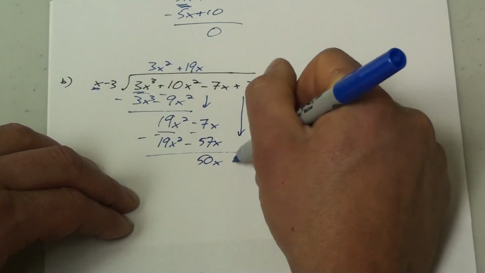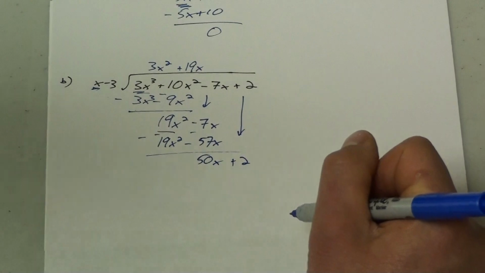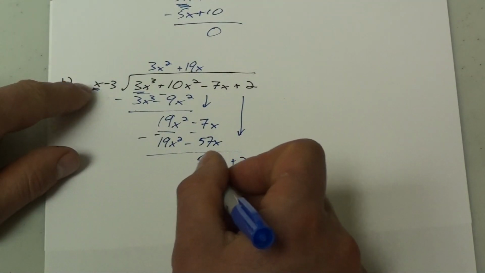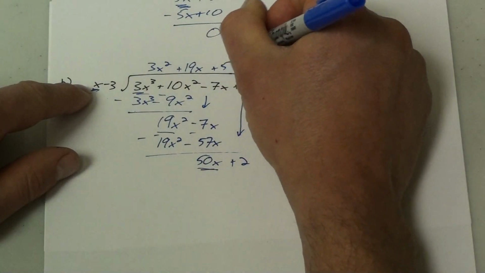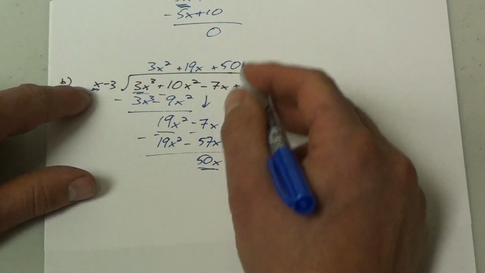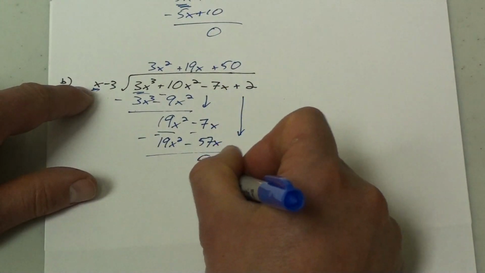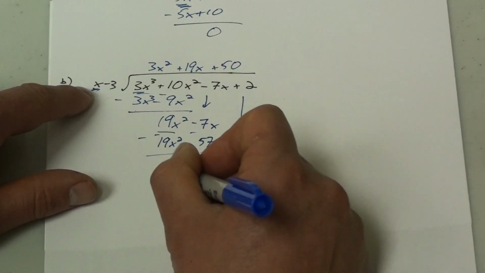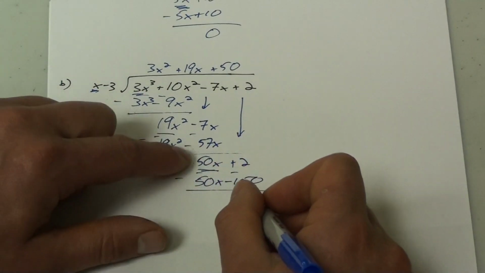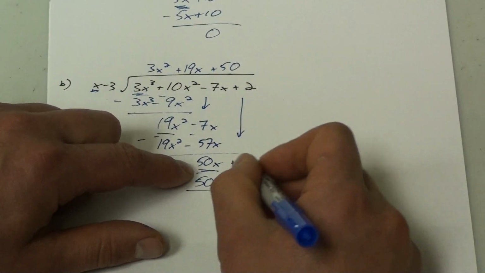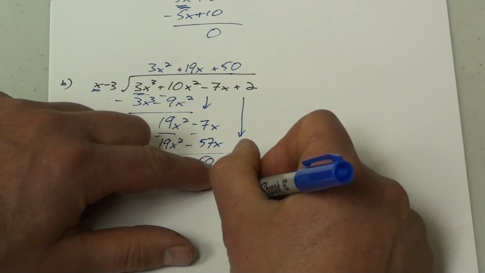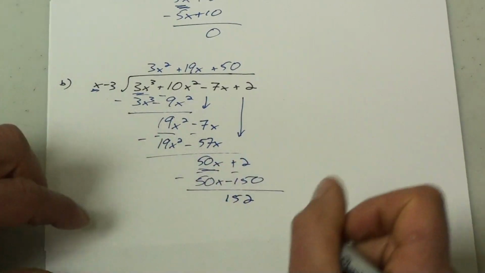Bring down the next term, which is a plus 2. And then again, I look at the first digits. What do I have to multiply to get there? I have to multiply by a plus 50. Then I actually do that multiplication: 50 times that is 50x minus 150. Do my subtraction, putting little subtraction signs in to let me know what I'm doing. I'm going to get a 0 and a 2, and two negatives become a positive, so plus 152.